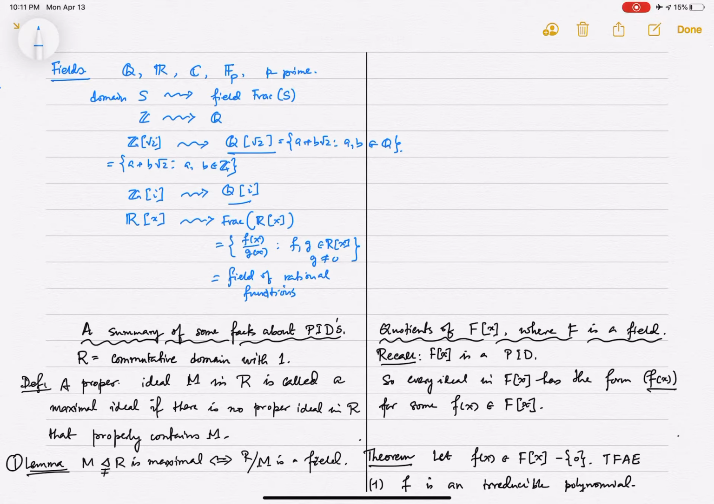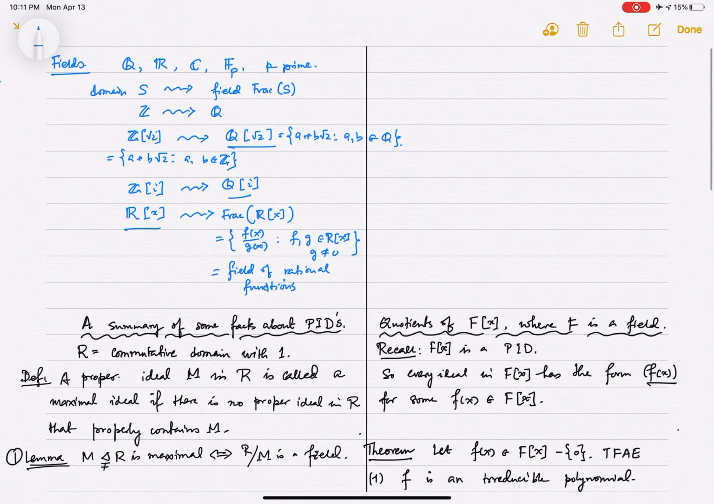I don't have to check anything because I have the fraction field construction. I know that this is a domain, so I know that this is a field. And I have a way of naturally identifying the polynomials inside. In each case, there's a natural way to identify the ring on the left as a subset of the field on the right-hand side. So these are some examples of fields that we know. Instead of one variable polynomials, you can take two variable polynomials. Instead of real coefficients, you can really take coefficients in any field.